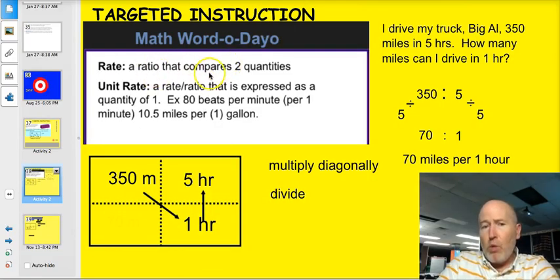First of all, we need to know what rate is, and that's a ratio that compares two quantities. And the unit rate is a rate that is expressed as a quantity of 1, like 80 beats per minute or 10.5 miles per gallon.